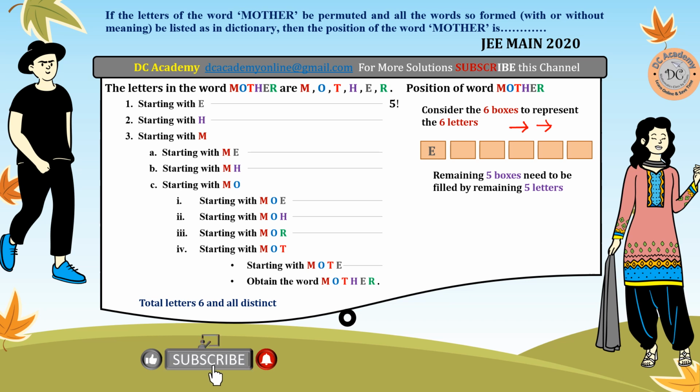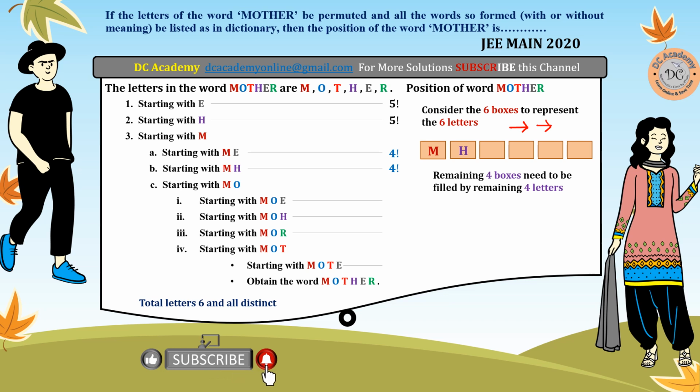Now we consider words starting with H. If we start with H, the same condition holds: 5 boxes, 5 letters, again factorial 5. We consider those starting with M. So the first 2 boxes are filled by ME. Now if the first 2 boxes are filled with ME, the remaining boxes are 4 and the remaining letters are also 4, so factorial 4. If I place MH, again it will be factorial 4, 4 letters, 4 boxes.